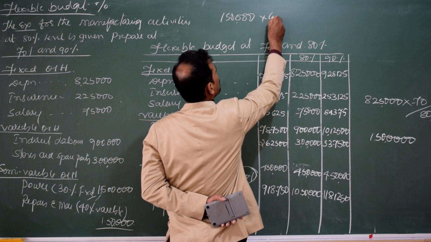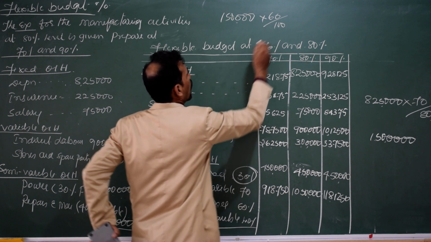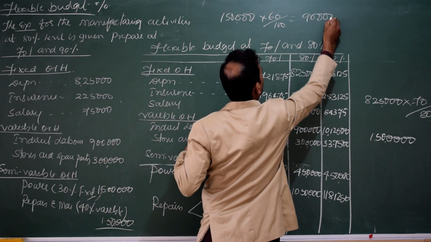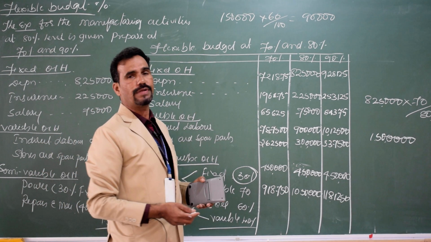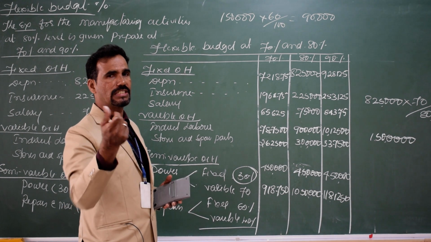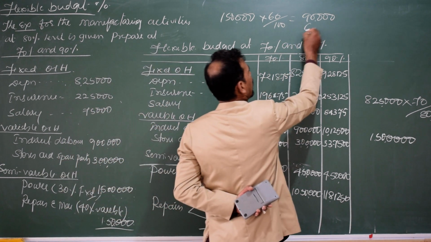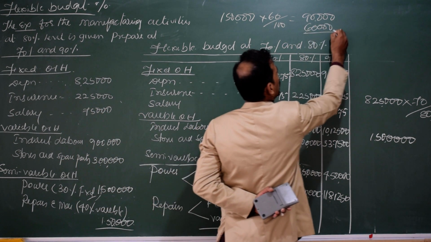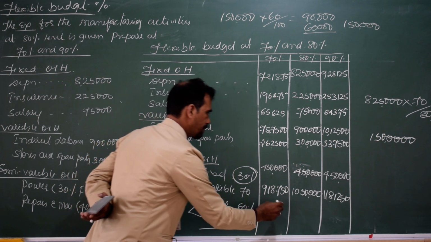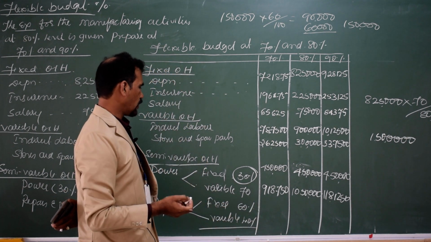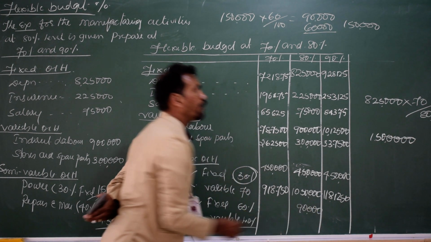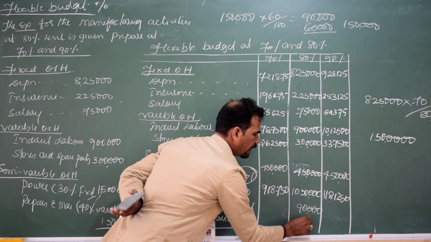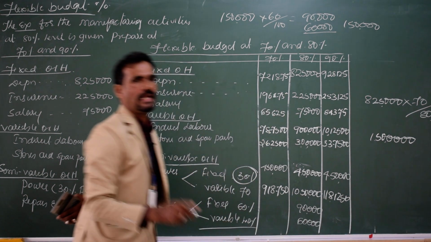So first you can take 60%. So around 90,000 is the fixed cost. Out of 1,50,000, 90,000 is fixed, and the remaining 60,000 is the variable cost. 90 plus 60,000, total cost comes to 1,50,000. So go for the repairs. What is the fixed cost? Fixed cost 60% means 90,000. What is the variable cost? 60,000. 90 plus 60 equals 1,50,000.